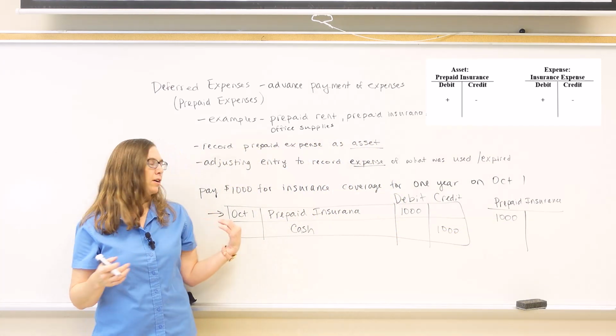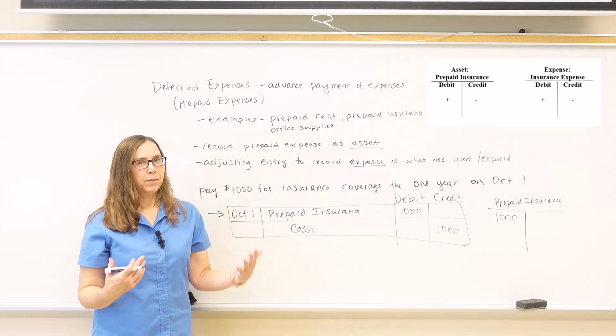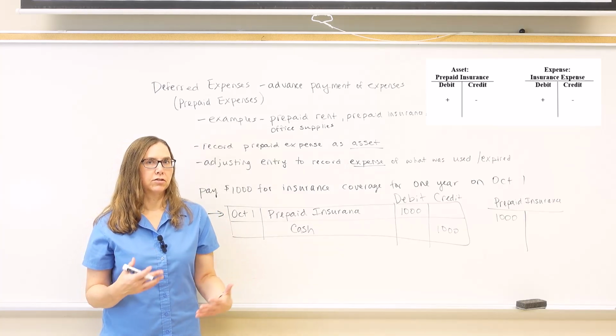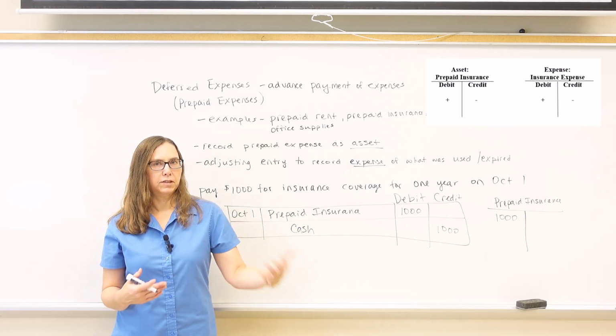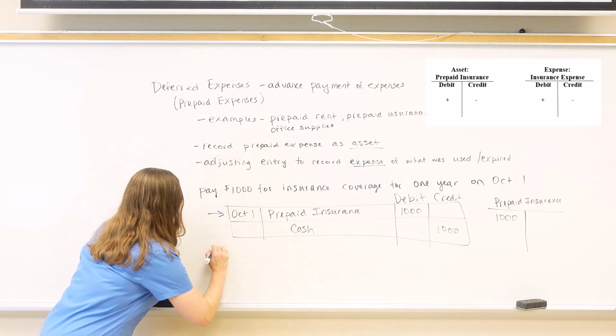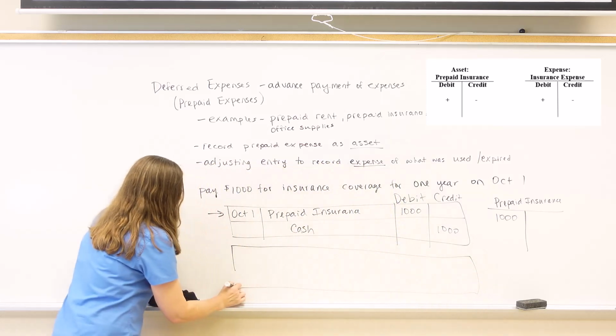So this happened on October 1st, and by the time they get to the end of the year, some time has passed and they've used up the insurance coverage from the time period of October 1st through December 31st. So December 31st would come, they would be doing their adjustments.